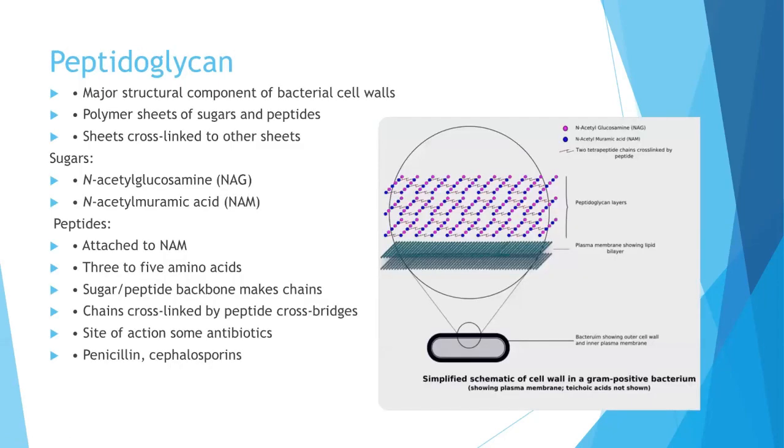So first of all, let's talk about peptidoglycan. Peptidoglycan is a major structural component of bacterial cell walls. It consists of polymer sheets of sugars and peptides. The sheets are cross-linked to other sheets, and the sugars they contain are N-acetylglucosamine and N-acetylmuramic acid, so NAG and NAM molecules. The peptides are attached to the N-acetylmuramic acid, and there are 3 to 5 amino acids. The sugar-peptide backbone makes the chain, and the chains are cross-linked by peptide cross bridges. The site of action of some antibiotics is the peptidoglycan, like penicillin and cephalosporins.